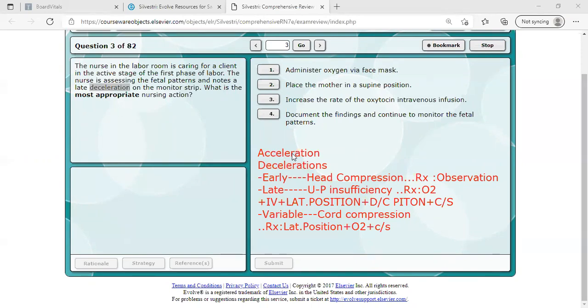If the heartbeat is faster or rapid, we call it acceleration. Deceleration means a decrease in the heart rate of the fetus from the baseline. So there are 3 types of deceleration: early deceleration, late deceleration, and variable deceleration.